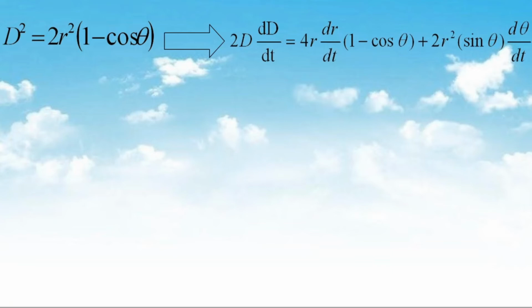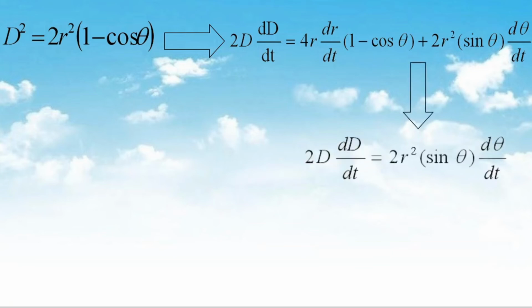After getting the value for theta, we will finally be able to find the value of the change of theta with respect to t. Using the first equation, we will differentiate every variable in it, and the equation will be 2d, change of d with respect to t, equals 4r, change of r with respect to t, multiplied by 1 minus cos theta, plus 2r squared multiplied by sin theta, change of theta with respect to t. Change of r with respect to t is constant, thus it will be 0.